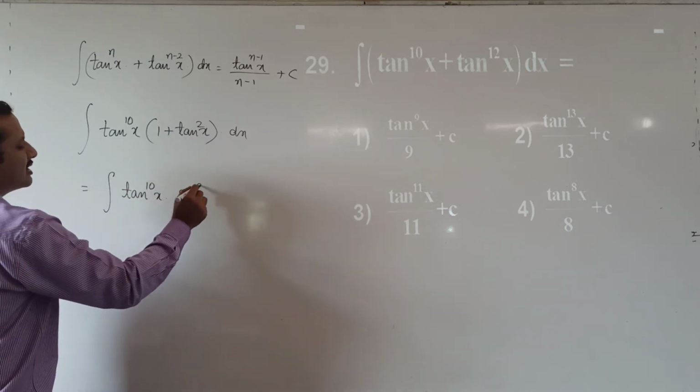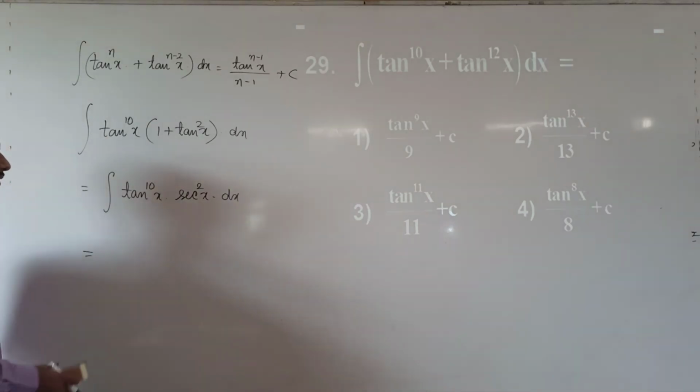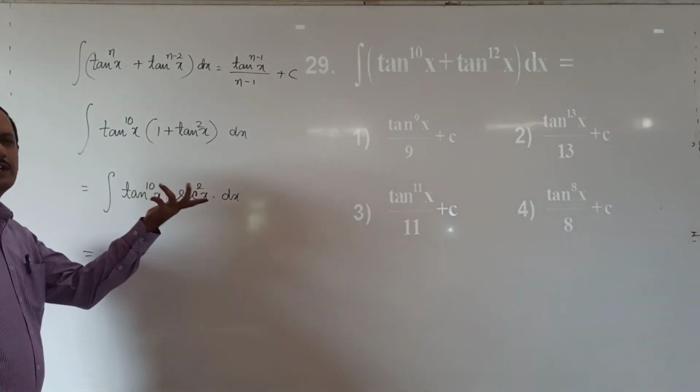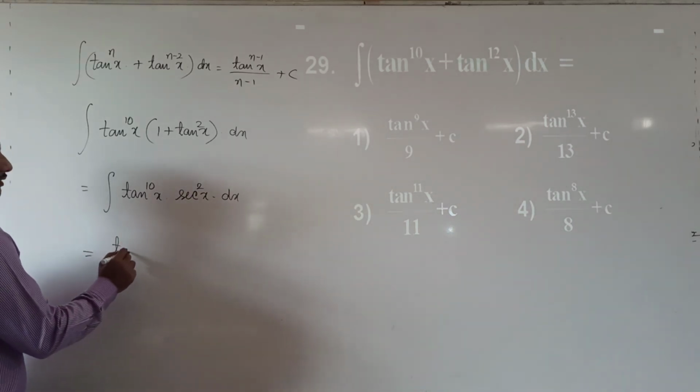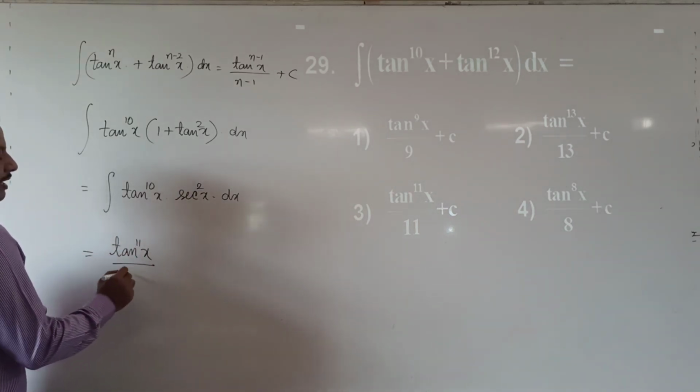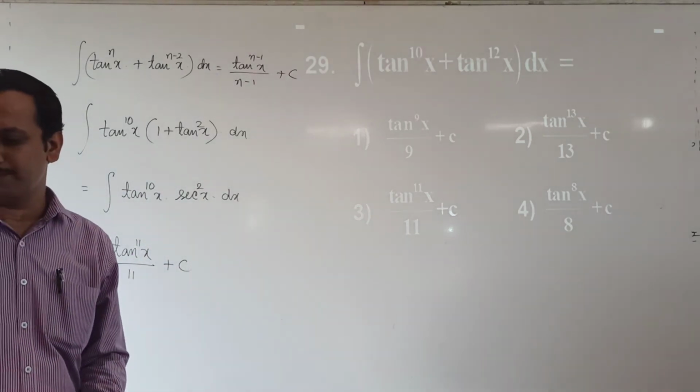So tan power 10x into secant square x dx will give you f of x to the power n into f dash of x dx. F of x to the power n plus 1 by n plus 1. That will give you tan power 11x by 11 plus c. Third option.